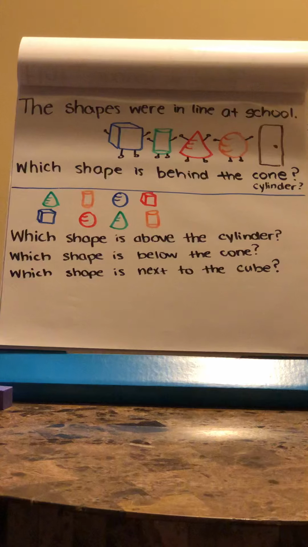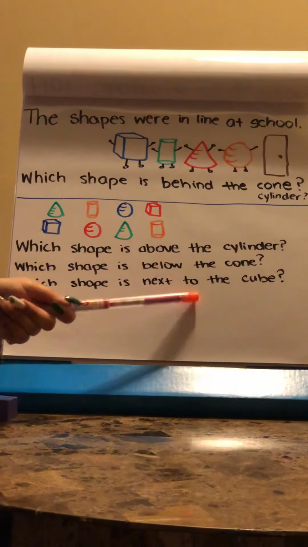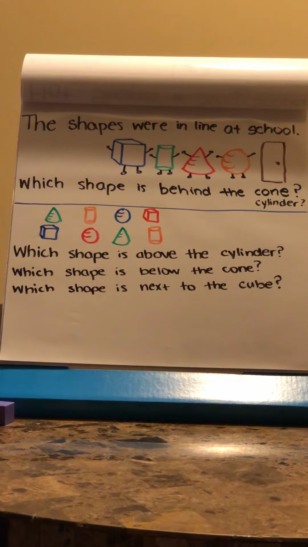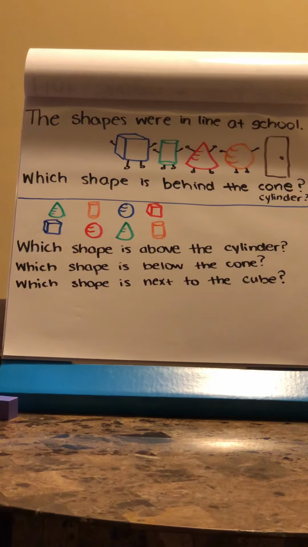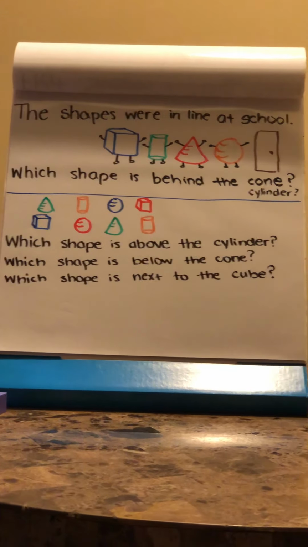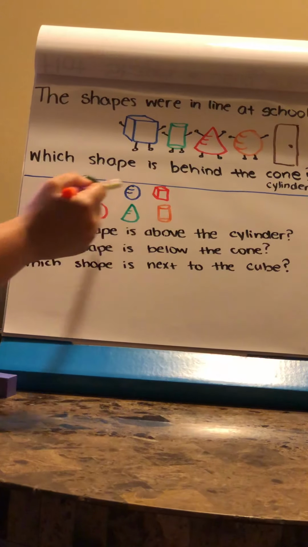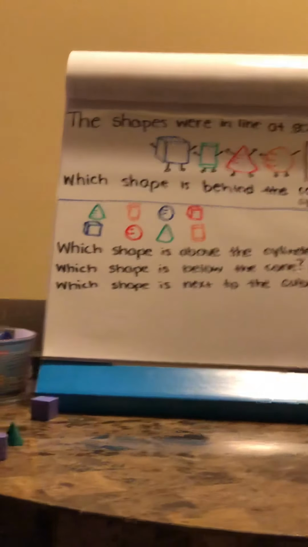And the last question for our review is, which shape is next to the cube? So find either one of the cubes and find what shape is next to the cube. All right, it doesn't matter which cube you looked at. Next to each cube was a sphere. So if you said sphere, you got it right.